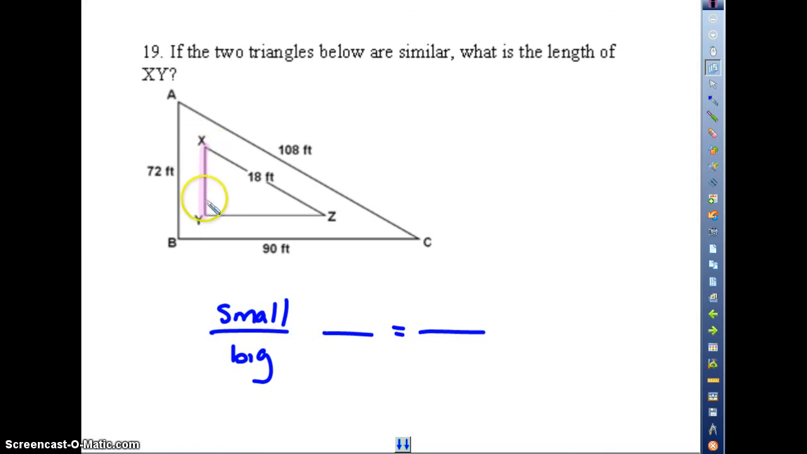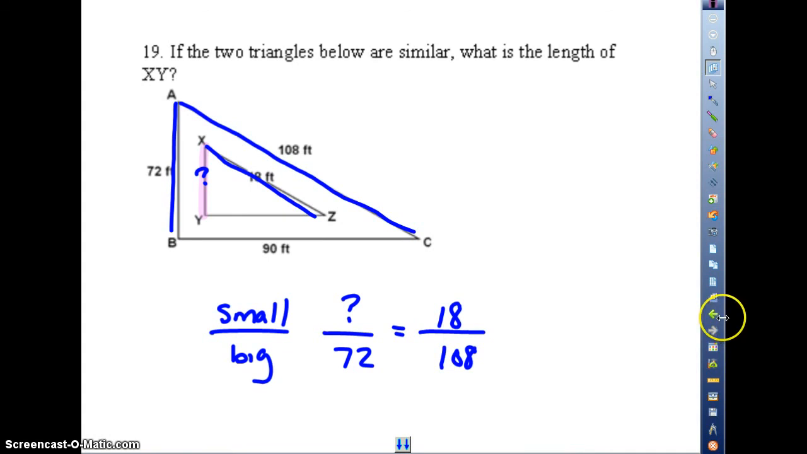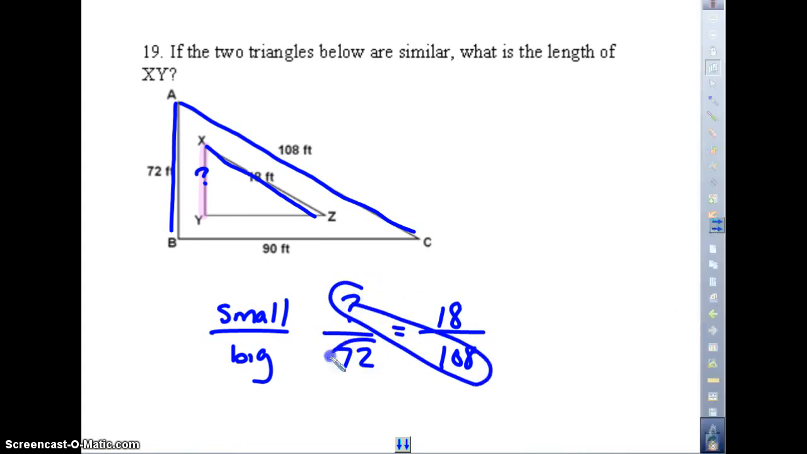This little guy right here is in the small. So put x right here. X in the small corresponds to what in the large? Yep, that's 72 feet. Go back to the small. The only other number you have is 18. 18 in the small corresponds to what in the large? Yep, now you're going to use cross products to solve. You might want to see if 18 over 108 reduces first, but that's how you're going to get your answer. Good luck with this, guys.